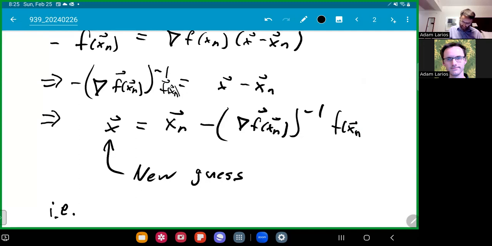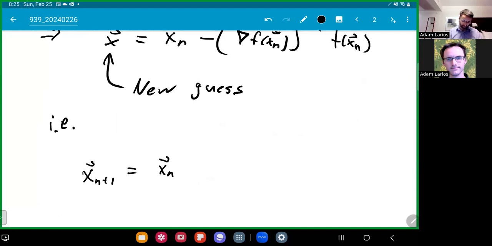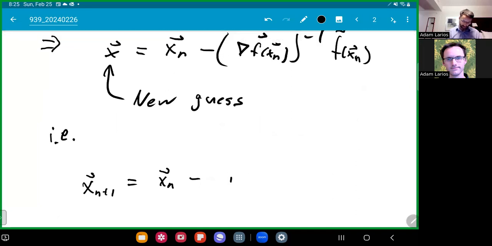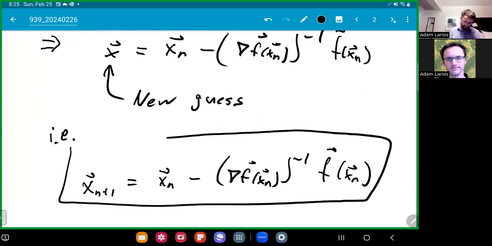f of xn. And just to kind of keep everything clear in our minds, this piece is a vector. And so we're applying an inverse matrix to that vector, getting out a vector and subtracting that from a vector. So when we're all done, we have a vector. Okay, so it's minus this gradient of f at xn, inverse applied to f of xn. Right, and so this is Newton's method.